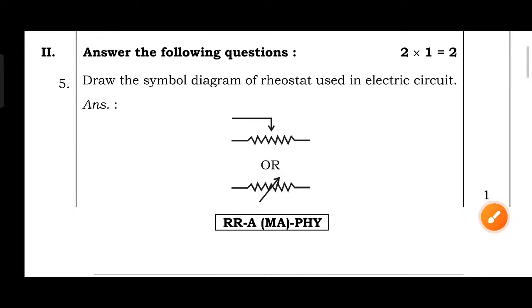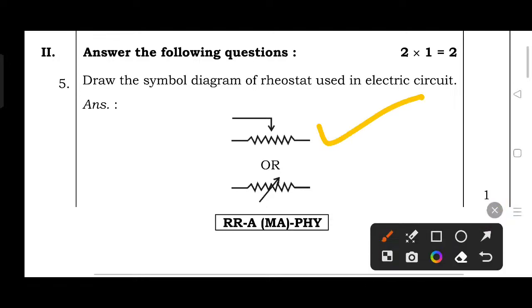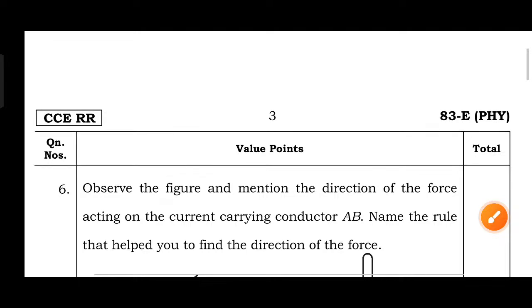The next question. Answer the following questions. Draw the symbol diagram of a rheostat used in an electric circuit. It's a 1 mark question. We can draw this or this. A rheostat is used to increase or decrease the resistance in a circuit, and this is the symbolic representation.